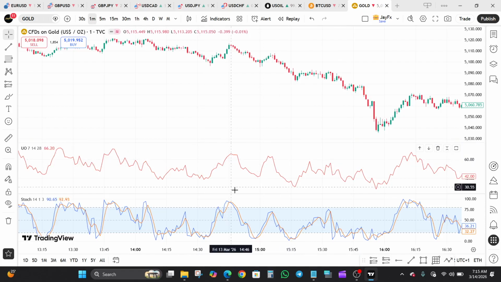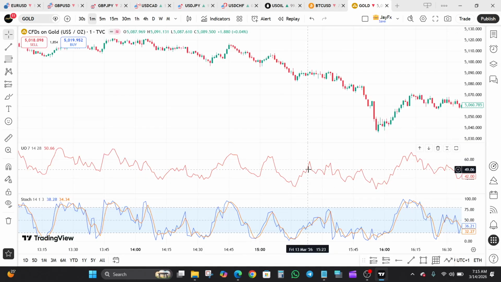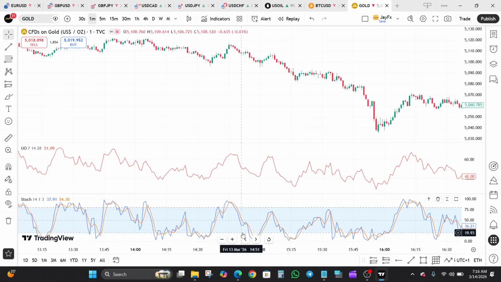So the ultimate oscillator and the stochastic oscillator are both designed to measure price momentum, but they approach the calculation in different ways. The stochastic oscillator compares the closing price to the price range over a specific period. It produces two lines, as we can see, commonly called the percentage K and the percentage D. Traders often watch for crossovers between these lines, as well as overbought levels and oversold levels. Overbought levels are usually above 80 and oversold levels below 20.